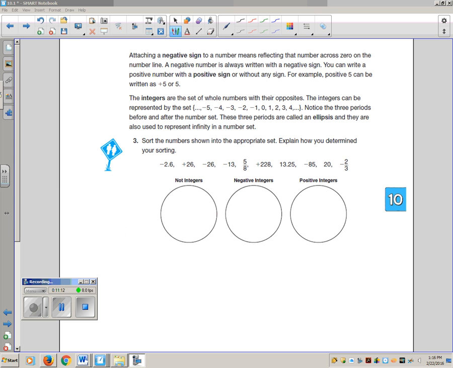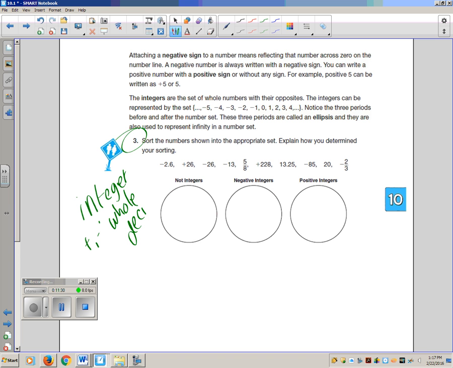All right, last thing from this section. We are going to look at number 3. We're going to sort these numbers. Remember the definition for an integer: positive and negative whole numbers. Can't be a fraction, can't be a decimal, just positive and negative whole numbers.